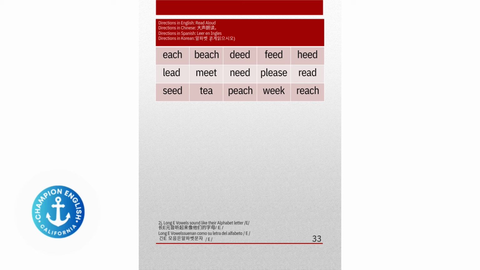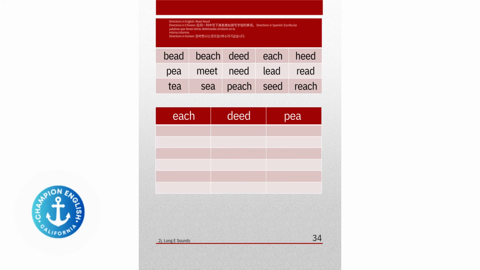Okay, students, by yourself, go ahead and sound out each word. Read them out loud, nice and loudly. Here we go. Okay, students, now we're going to look at the words. Each word, we're going to make sure that we put each of the right words in the right column.